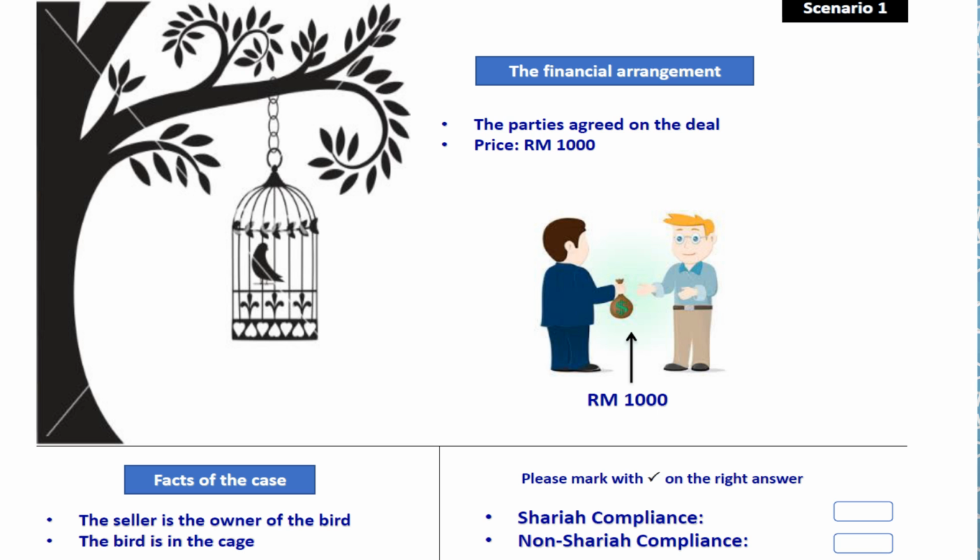So what's the status of this transaction? Is the transaction valid or not? What will your answer be? Definitely your answer will be that this transaction is Sharia compliant. Why? Because all the pillars of the contract have been fulfilled. We have the two contracting parties, the buyer and the seller. We have the offer and acceptance through communication, selling and buying. And we have the price and the goods. The goods is the bird in our case, and the price is 1,000. So it is Sharia compliant.